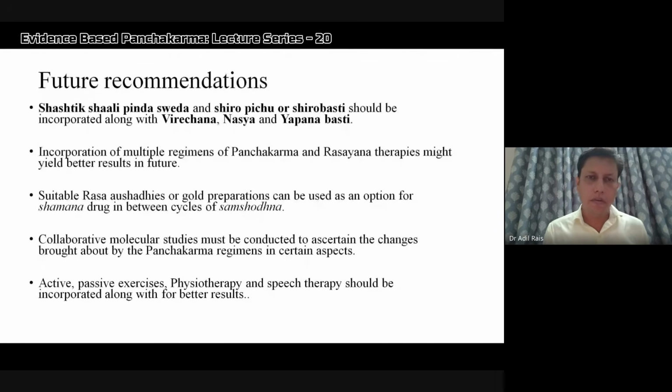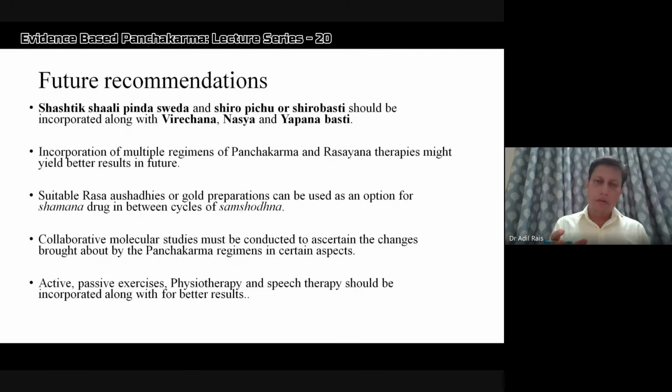So, in general, Vaman is generally not advisable for patients with bulbar and pseudobulbar palsy. Now, Virechan, Nasya and Yapanvasti can be undertaken. Incorporation of multiple regimes of Panchakarma therapy and Rasayan therapies should yield better results in future.